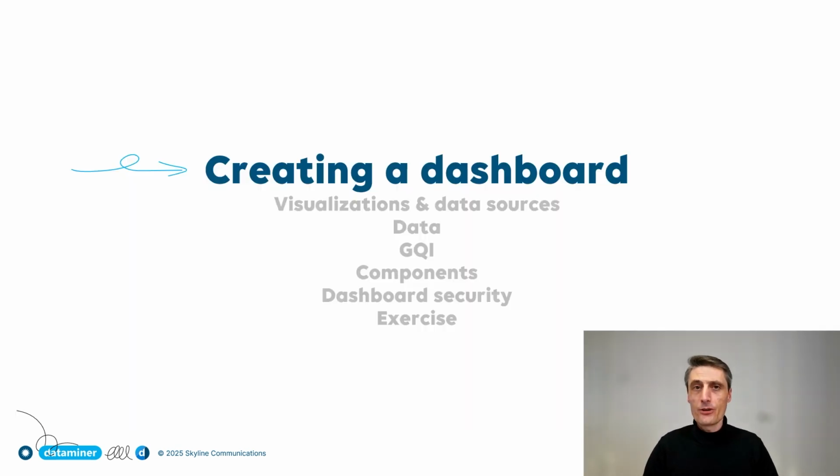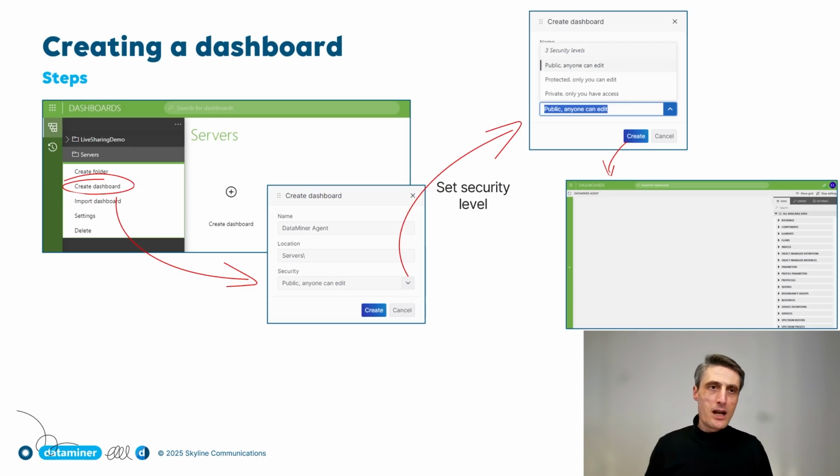Okay, so first things first, we need to create that brand new dashboard. So as we've seen before, when we go to the dashboards, we have our panel on the left-hand side with all the existing dashboards and folders in there. So you can use the right click to create new folders, to create a new dashboard. So we'll create a new one, specify a name for my dashboard, and then we basically have our blank canvas.